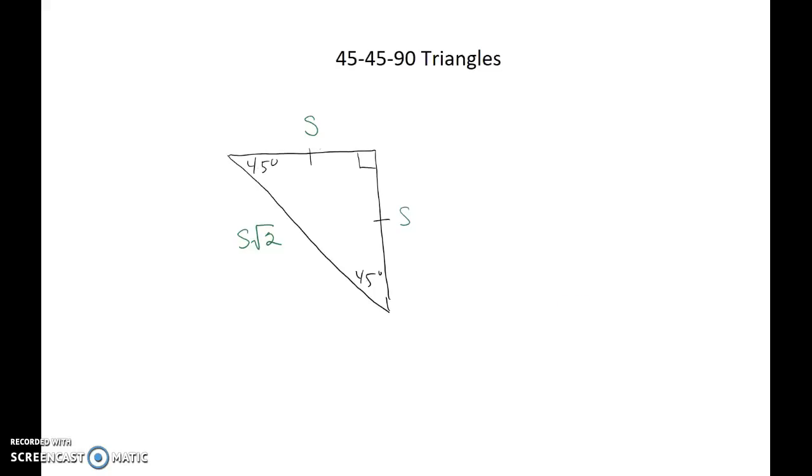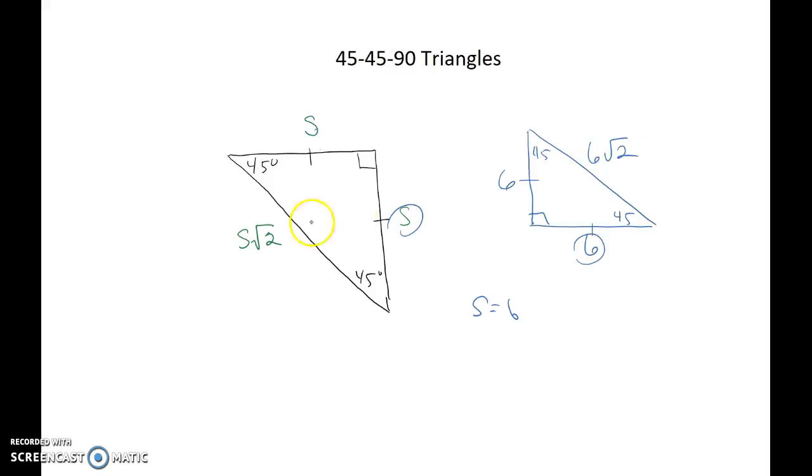So the power of this would be something like the following, where someone gives you a picture and they're like, hey, 45, 45, 90, and this is a 6. If they tell you one side, you automatically know the others, because this is one of the legs, which means that the 6 is in the same spot as that s. So s is 6, guys, so if this side is 6, then this side is also 6, and you can find your hypotenuse by just doing 6 times the square root of 2. So that's pretty cool stuff.